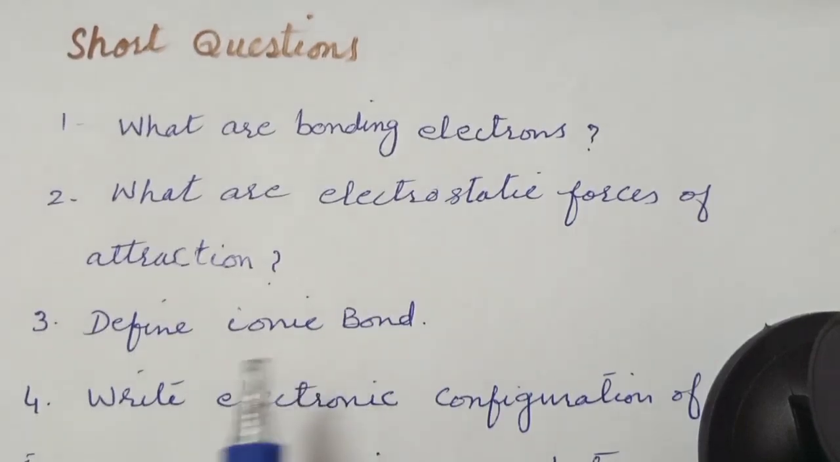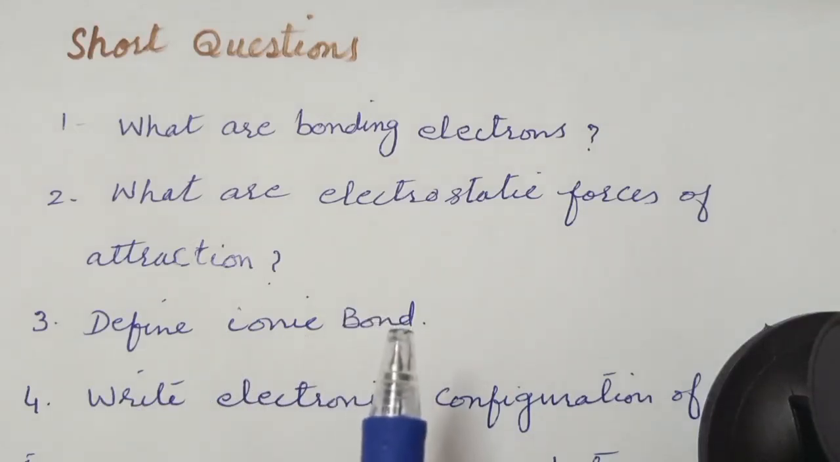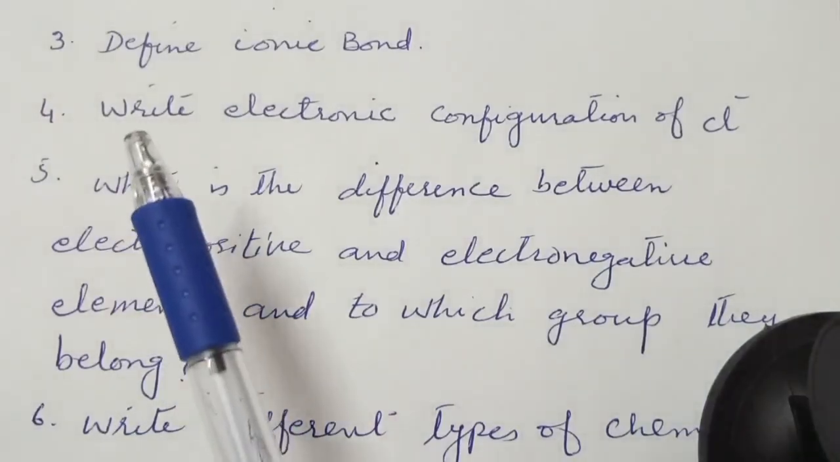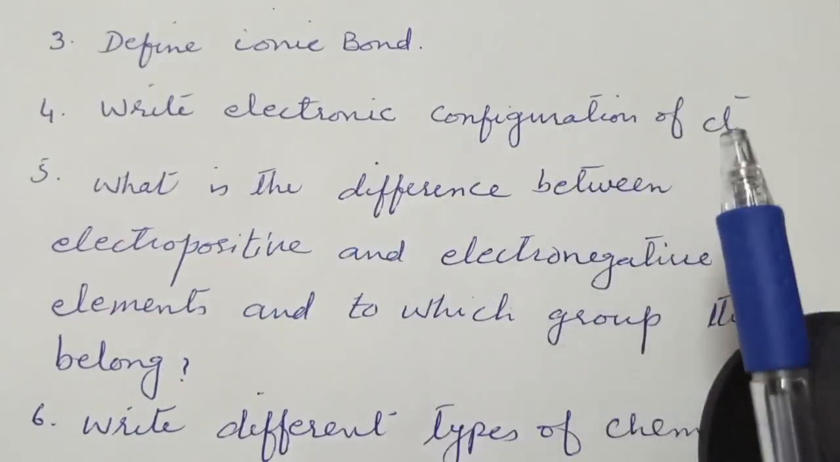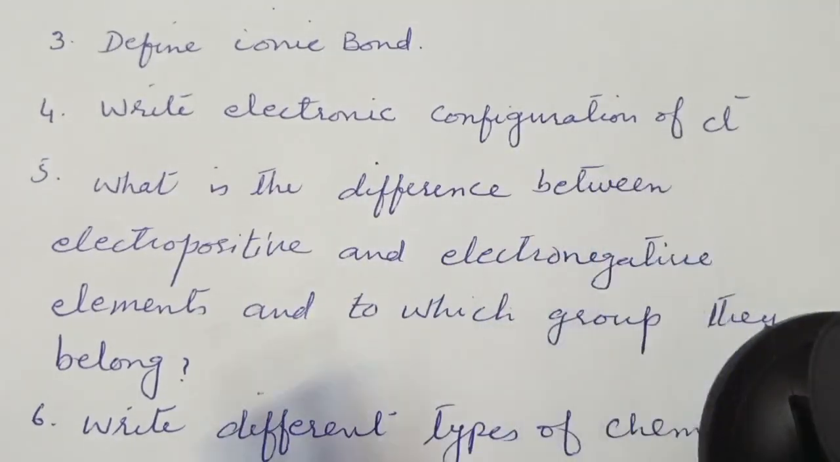Third question is, define ionic bond. Ionic bond is a type of chemical bond which is formed by the complete transfer of electron from one atom to another atom. Since this is a short question, you can quote only one example in it, and you can quote the example of sodium chloride as I have explained in the lecture. Question number 4 is, write electronic configuration of chloride ion Cl-. Its answer is also in the lecture as I have written it in detail.